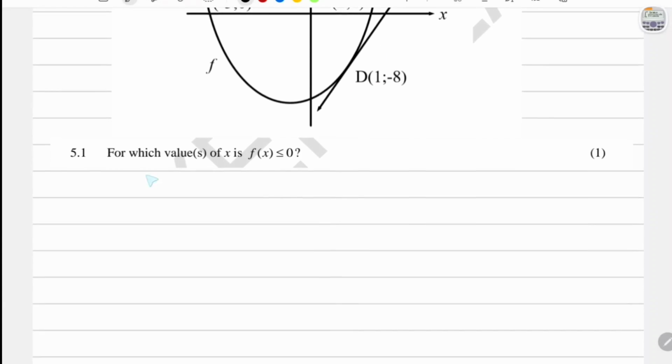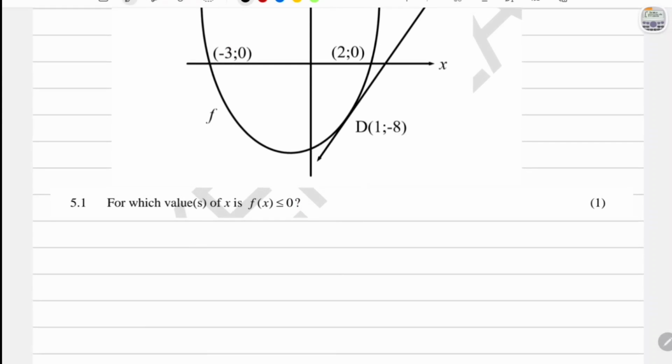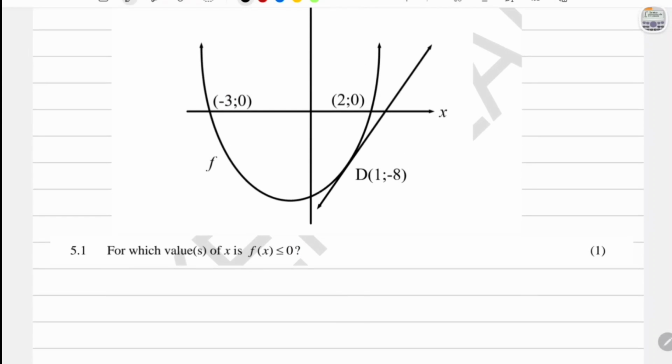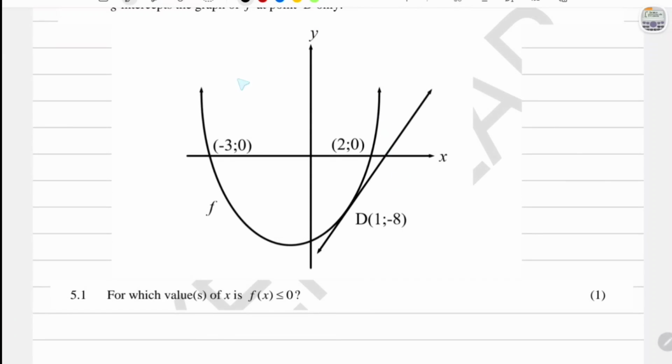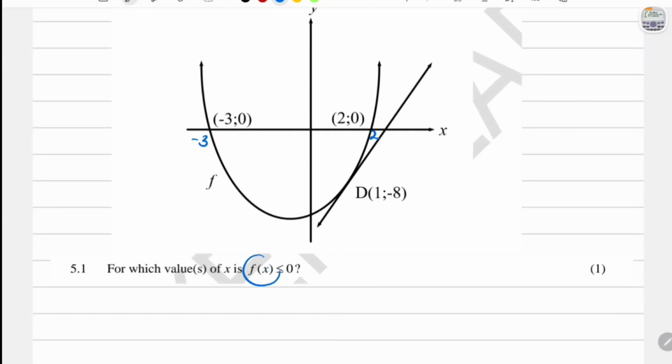The first question is 5.1. For which values of x will f of x be less than or equal to 0? Okay, so with the inequalities that we worked on in question 1, where we dealt with the graph method, you would know how to work through this. Remember that you have your x-intercepts. That is -3 and 2. Now remember, it's asking for where f of x, this graph, is less than or equal to 0. But please remember that f of x stands for y, right?